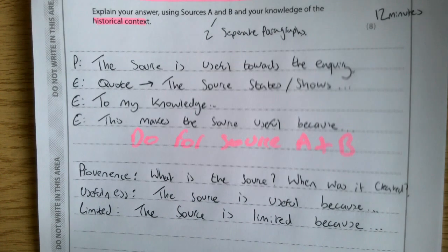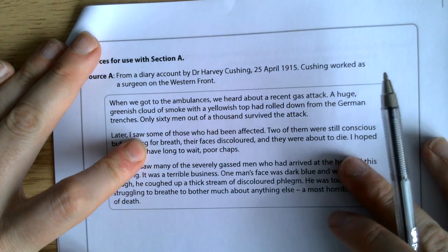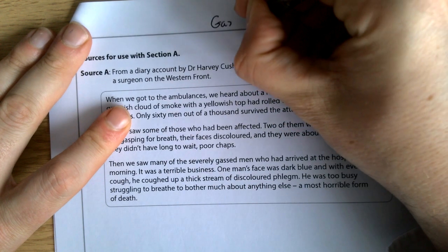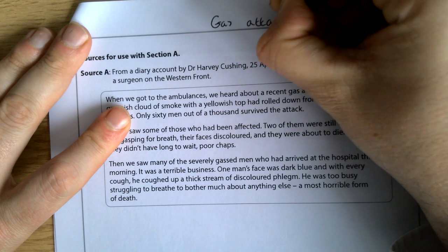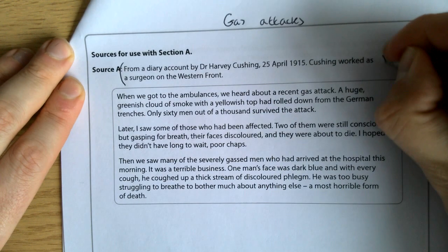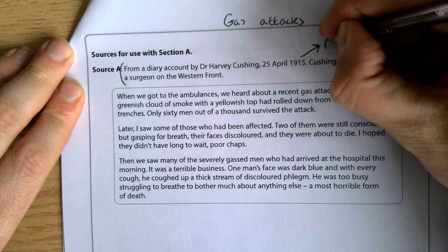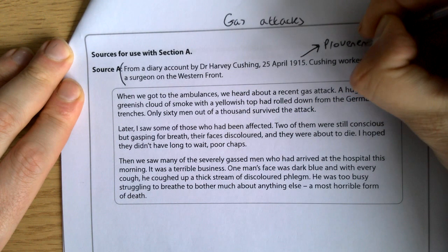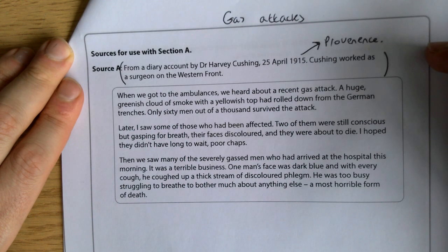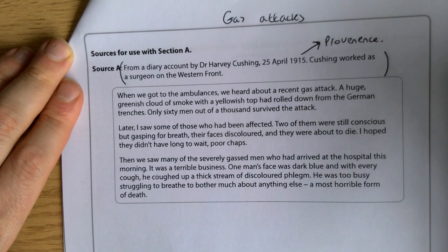Okay, before we move on to the final question, we'll just quickly look at the sources. Like I said before, I always put at the top what I'm looking at. This is all about gas attacks. Okay, again, it's quite open. Remember, this bit here is your provenance. That's what you're looking at. So that comes into play when you do provenance. You can't refer to that when you talk about the content, which is the first part of the question.